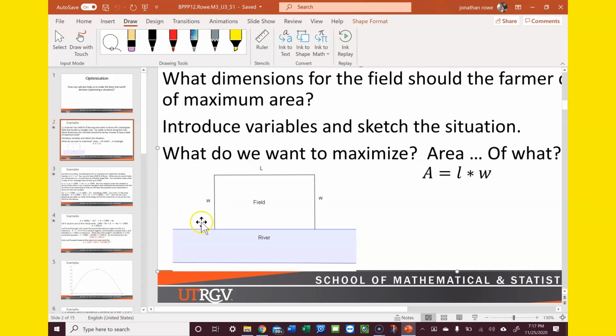So this is a sketch that you could do of the situation. Here's the river, and here is a rectangular shape bordering that river. And the fence itself will only be these three sides because the river itself forms the fourth side, so there's no need to have fence there. So it's just these three sides that are going to make up our rectangle.